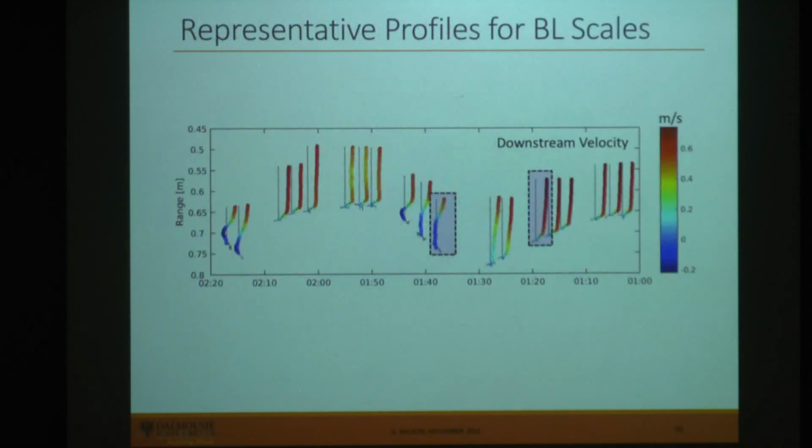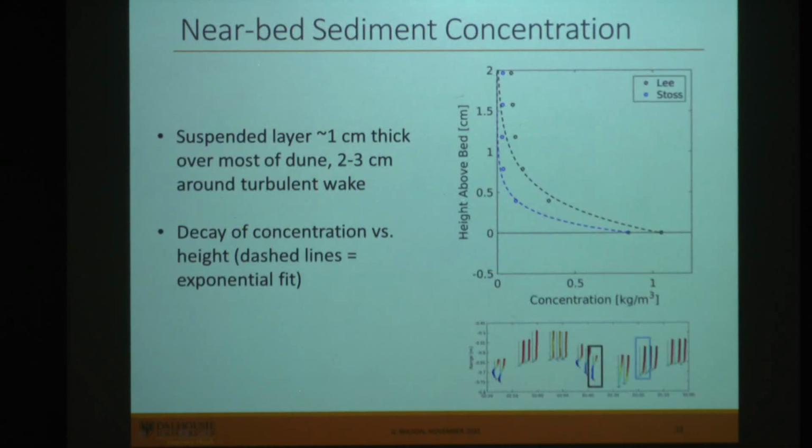Next, let's look at the boundary layer characteristics. So moving a little bit closer to the bed. And here I'm just going to focus on two representative profiles, one on the Lee and one on the Stoss face. These are plots of the inverted sediment concentration as a function of height above the bed. Here I've just chosen the bed level somewhat arbitrarily by a concentration threshold.